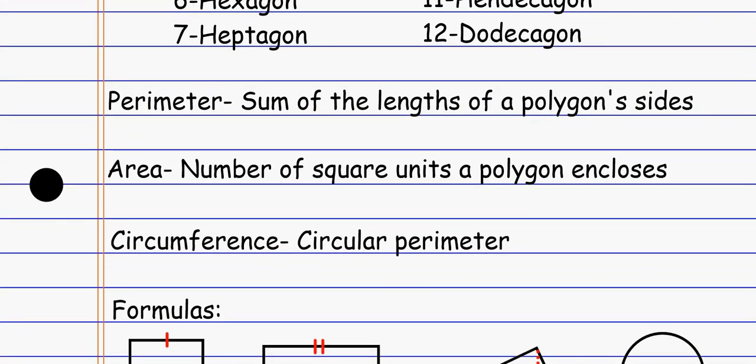So perimeter, most of us are probably familiar with the idea that perimeter is just the sum of all the lengths of a polygon's sides. The area is the number of square units a polygon encloses. And then circumference is basically the same thing as perimeter, but for a circle. So it's the circular perimeter.